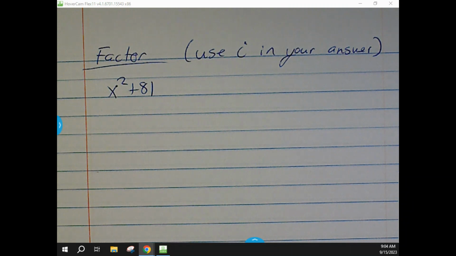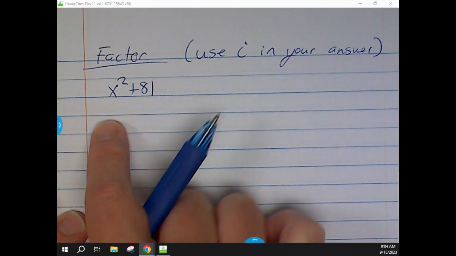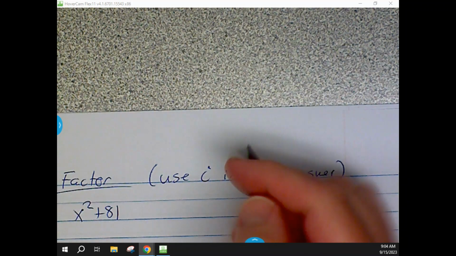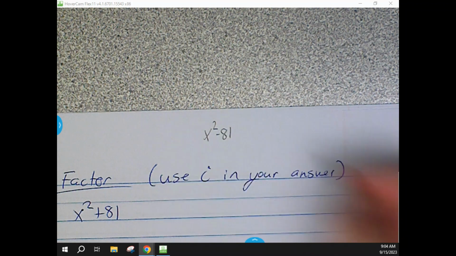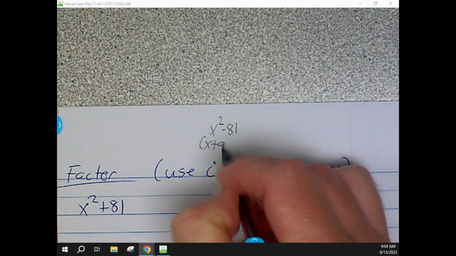Okay, because if you go back to your factoring rules, I don't have my blue sheet in front of me that we were factoring with, if this was a difference of perfect squares, we can make this x plus 9, x minus 9. Again, if it was a difference of the two, we can make it x plus 9 and then x minus 9.